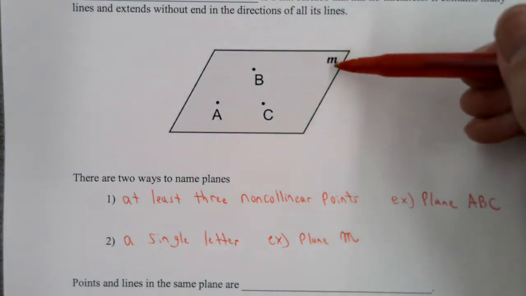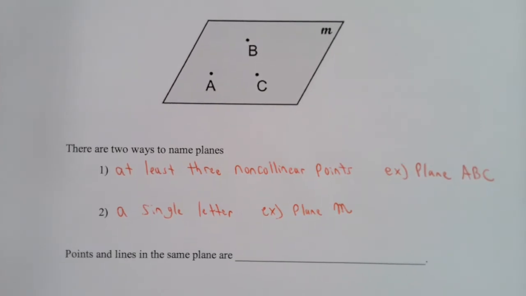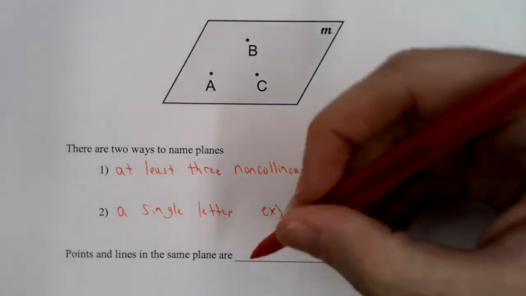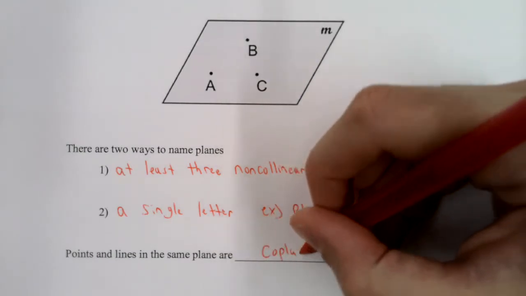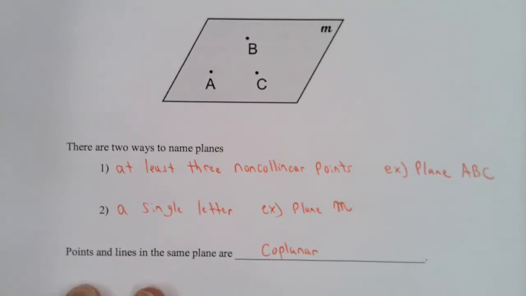So, for example, you can name it plane M. This last definition, points and lines in the same plane, those are called coplanar. Okay, coplanar. Okay, halfway done. 2 more pages.